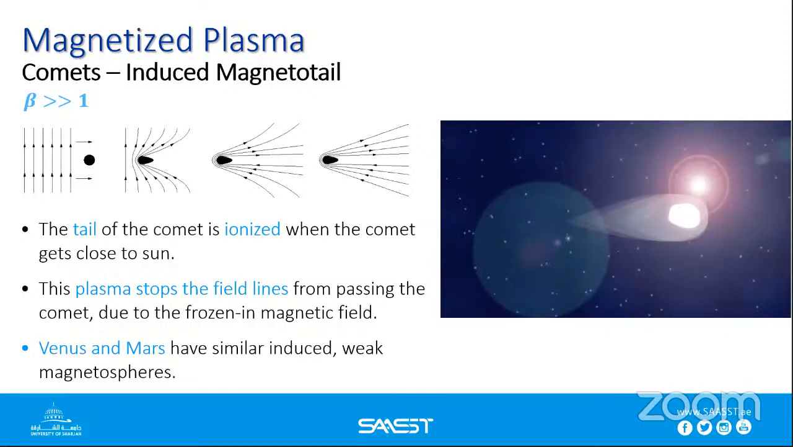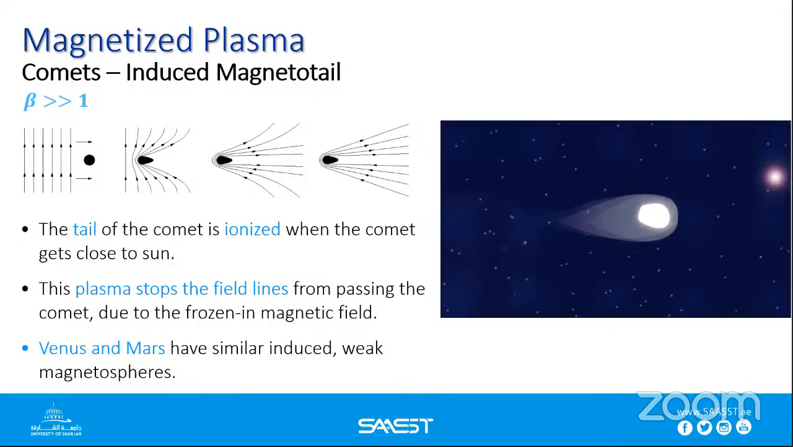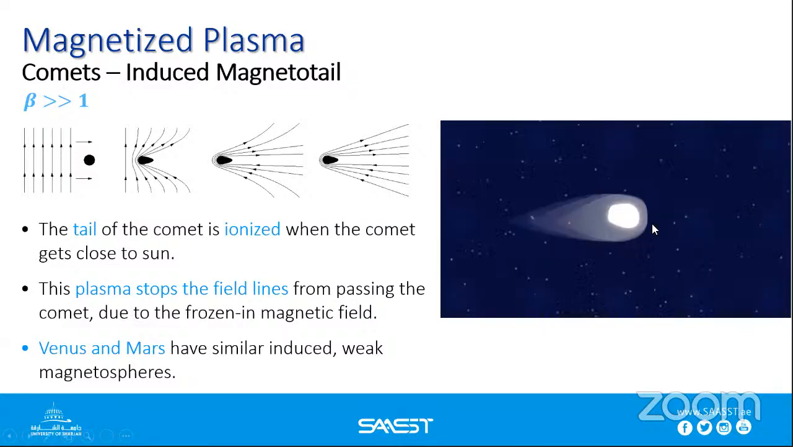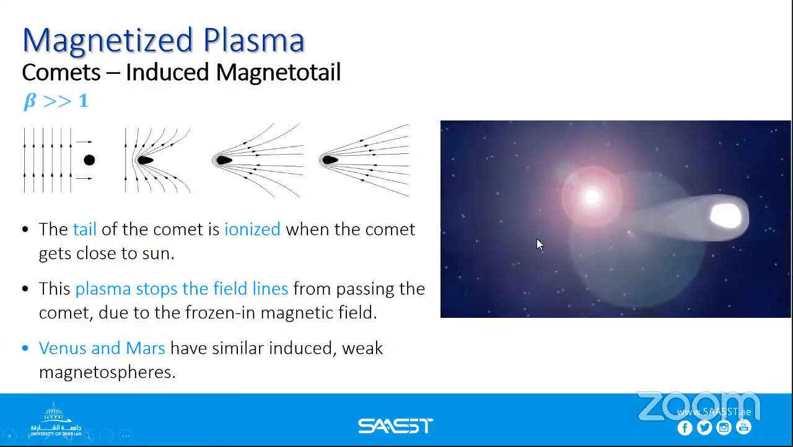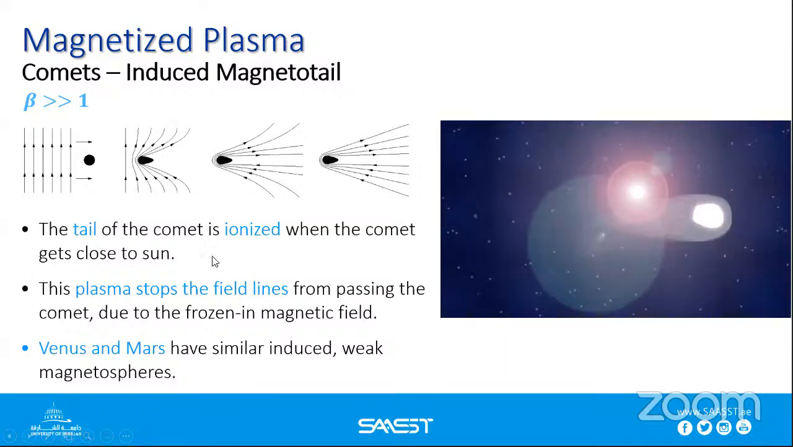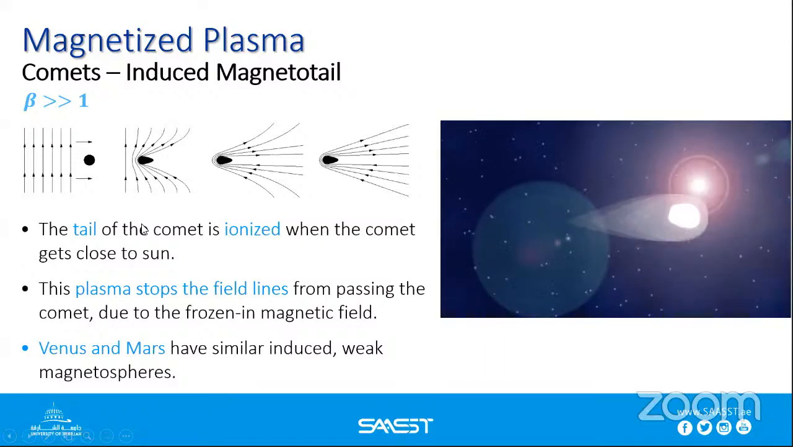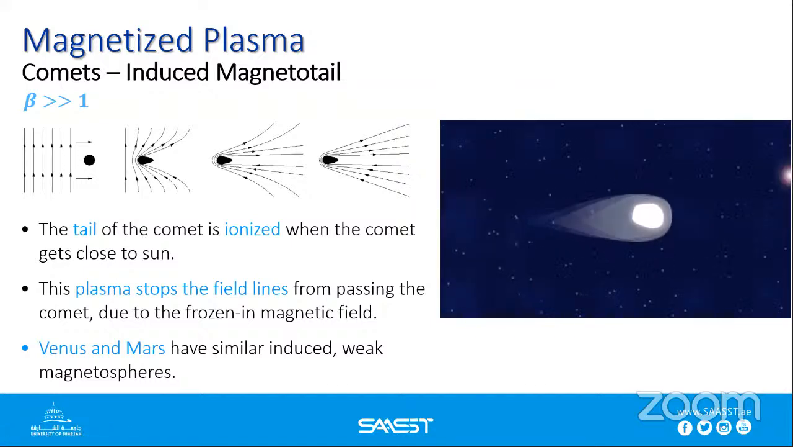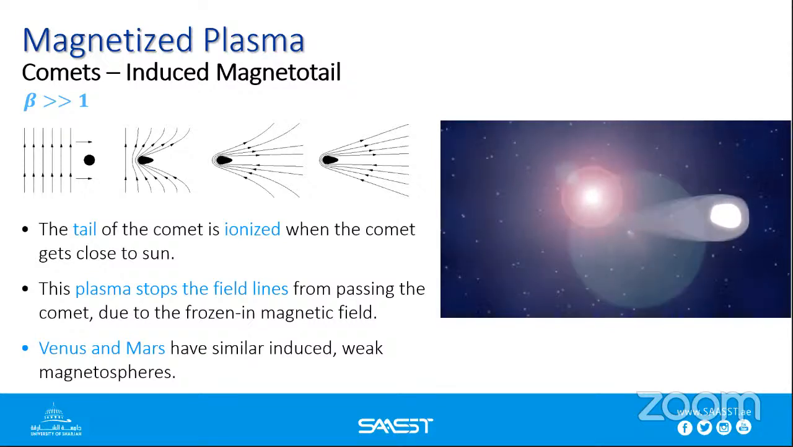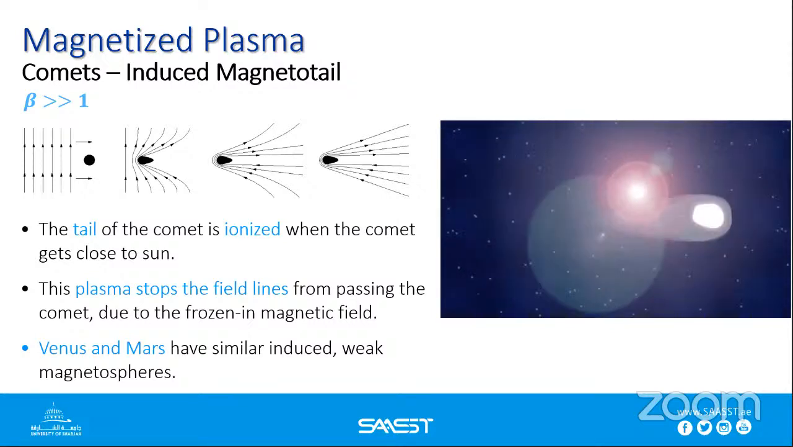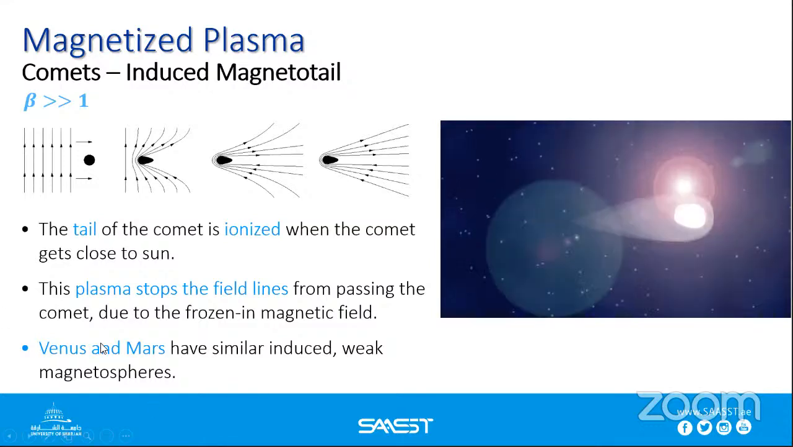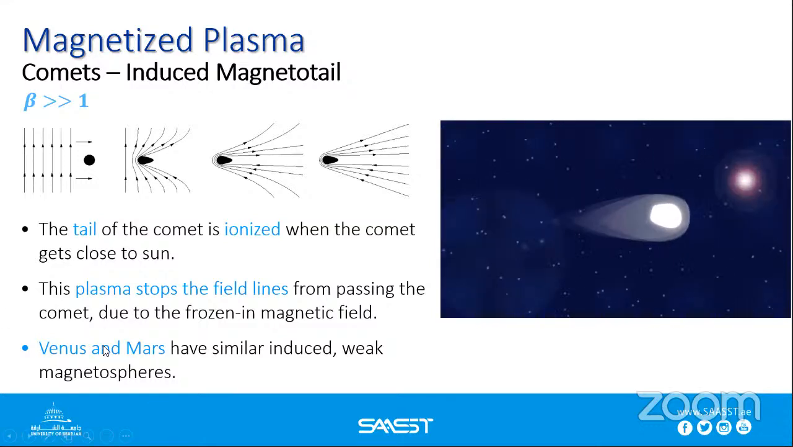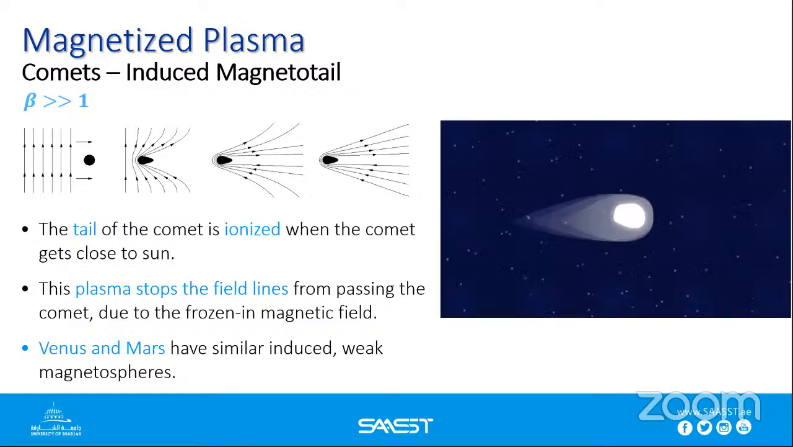This kind of scenario is not only present with the comet. We can observe this type of tail in this simulation, always present around the comet, which is an example of how the plasma can drag the magnetic fields around with it, and the field cannot enter into the plasma and make it stuck in its lines. We also have this scenario on Venus and Mars, which have a very weak magnetosphere.